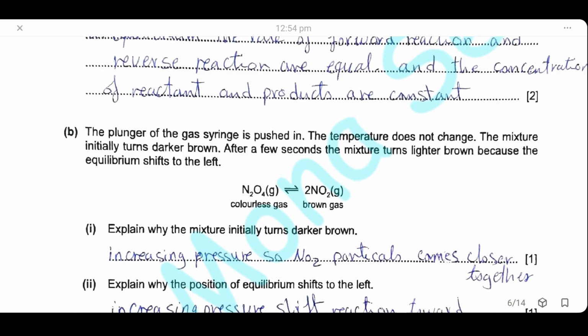1. Explain why the mixture initially turns darker brown. When you push the plunger in, you're increasing the pressure on these gases, so decreasing the volume in which the nitrogen dioxide gas is present. Nitrogen dioxide particles come closer together, so it appears darker in color.